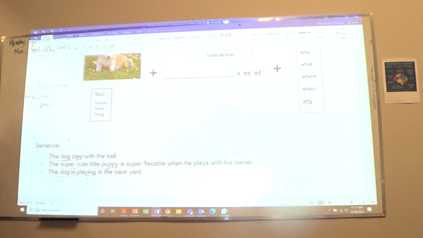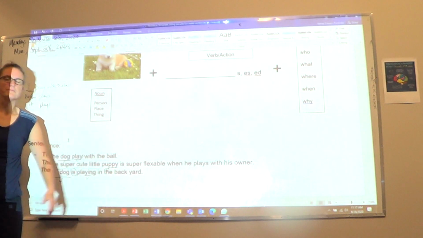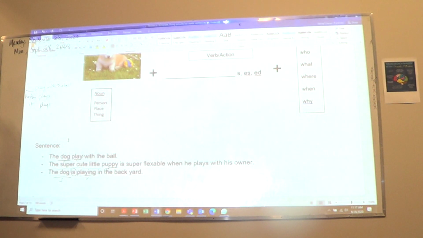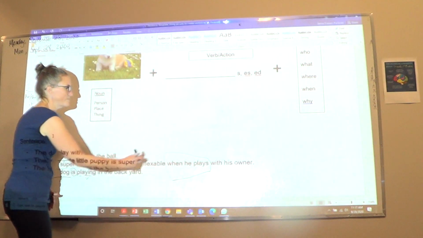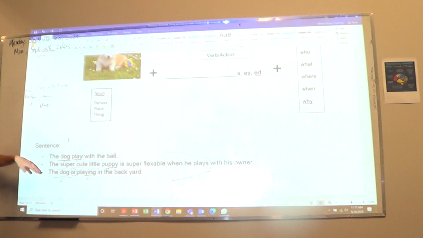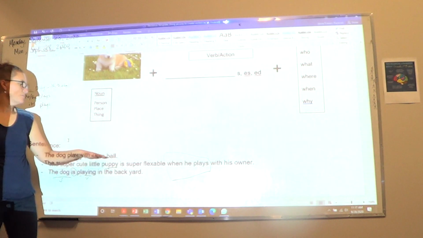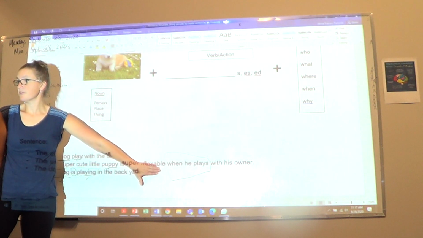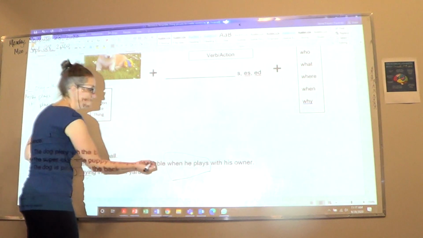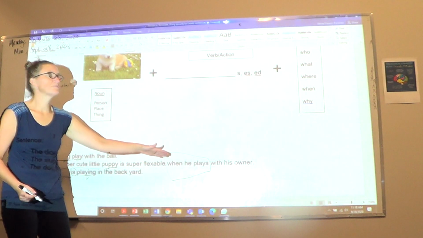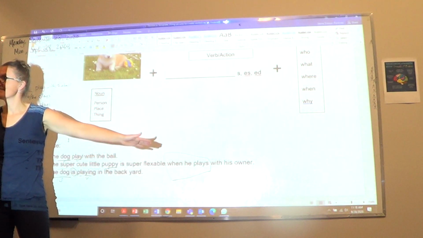Now the question is, where's the verb? So we say we want our subject and then we want our verb. So where's the verb? The verb is plays. Okay, well we have plays down here. So this is a complex sentence. I want to talk about that part later. Could we say the super cute little puppy is super flexible and put a period there? Is that the end of that idea? We could, so let's do that. When he plays with his owner, is that a complete thought?